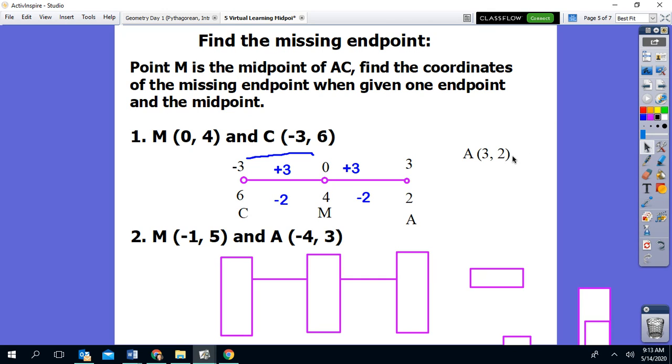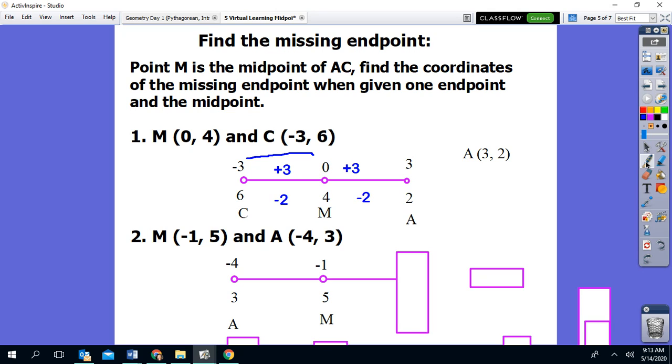All right, let's do the next one. We are going to put the M in the middle. So I put the -1 on top, the 5 on the bottom. Whatever value they give me, I don't care about the letter, but they give me a -4 and a 3, so I put that on the left side. Now I'm going from -4 to -1. What do I do if I go from -4 to -1? I am going +3. If I go from -1, I have to do +3 again. So what is -1 plus 3? That should be 2.